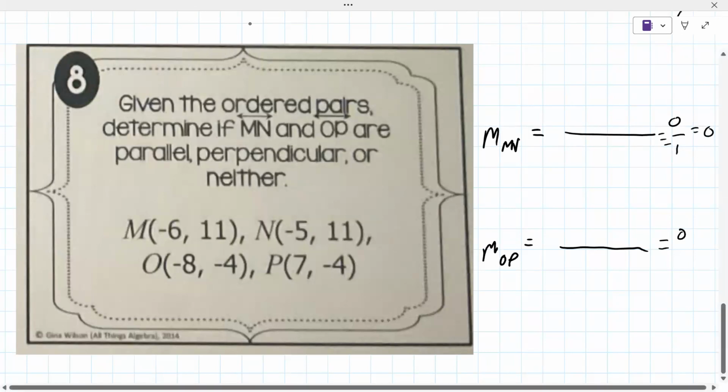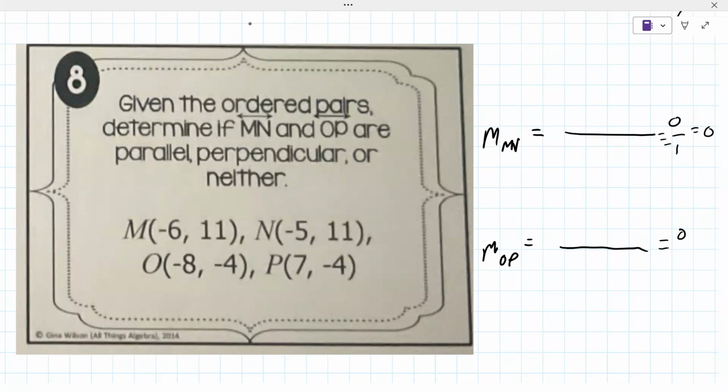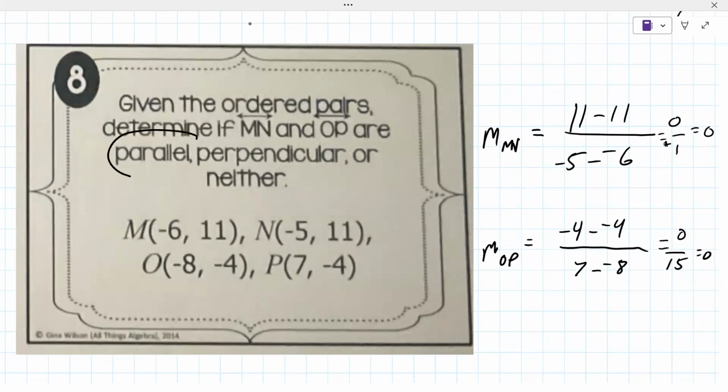And you did M to N this time? Yeah, I did M to N. Okay, so just to be clear, it's actually over -1 because of the double. Well, no, I'm sorry, you're right, +1. But it doesn't really matter because 0/anything is 0. The bottom one is -4 minus a -4 over 7 minus a -8, which is also 0. So these are parallel.